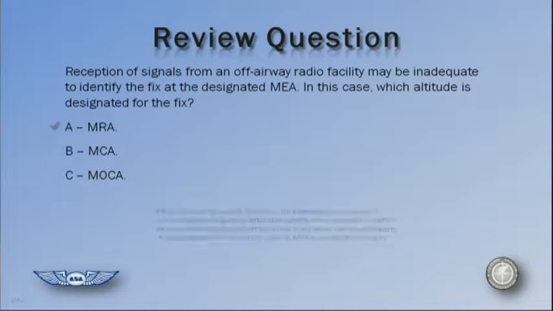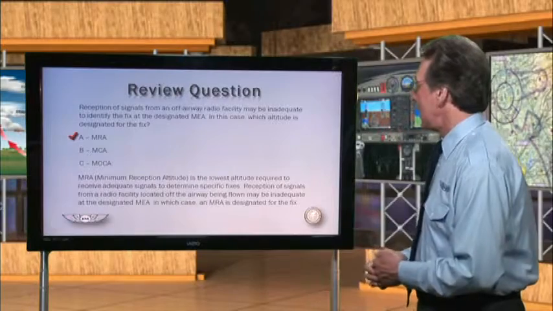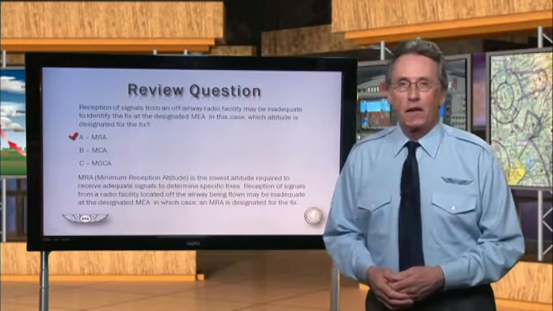Correct answer, A. MRA, or minimum reception altitude, is the lowest altitude required to receive adequate signals to determine specific fixes. Reception of signals from a radio facility located off the airway being flown may be inadequate at the designated MEA, in which case an MRA is designated for the fix.